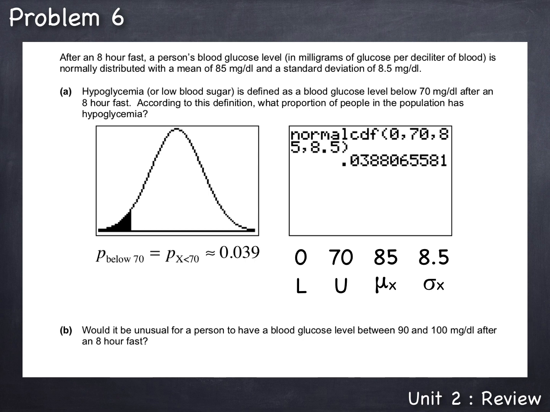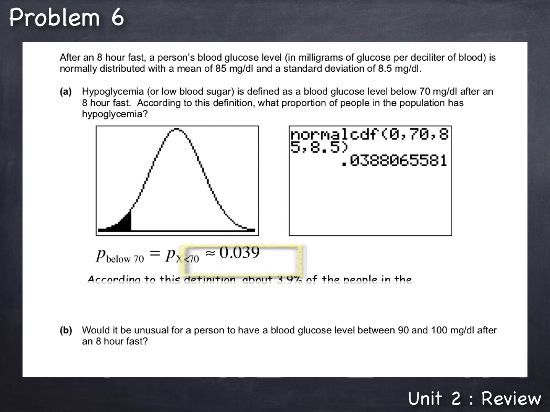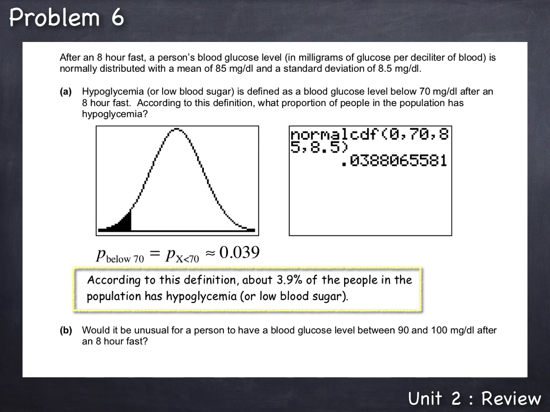Because the 8 is 5 or over, we round the 8 up to a 9 and say that the decimal answer is 0.039, or 3.9%. So now we can answer the question. According to this definition, about 3.9% of people in the population have hypoglycemia, or low blood sugar.